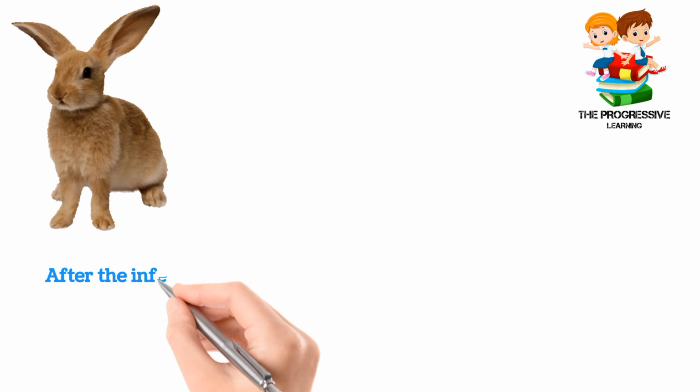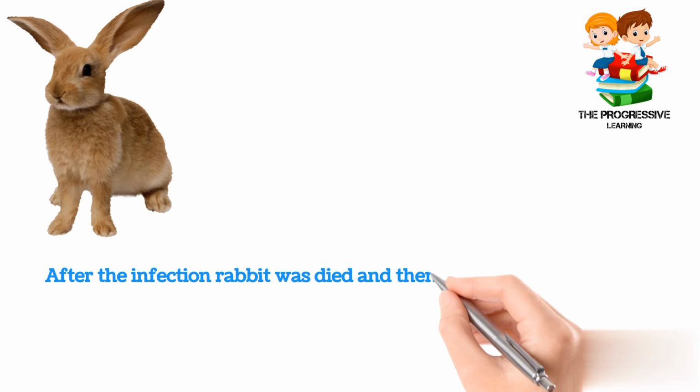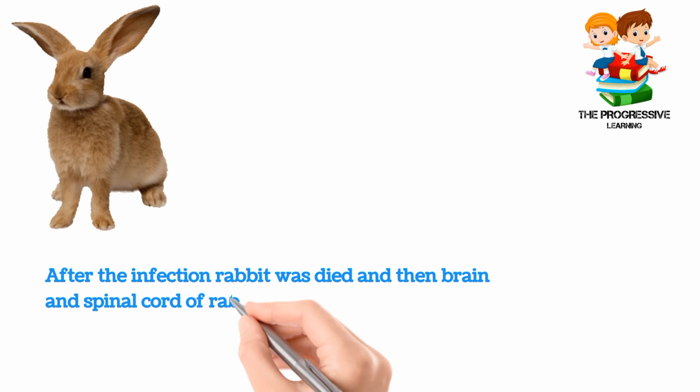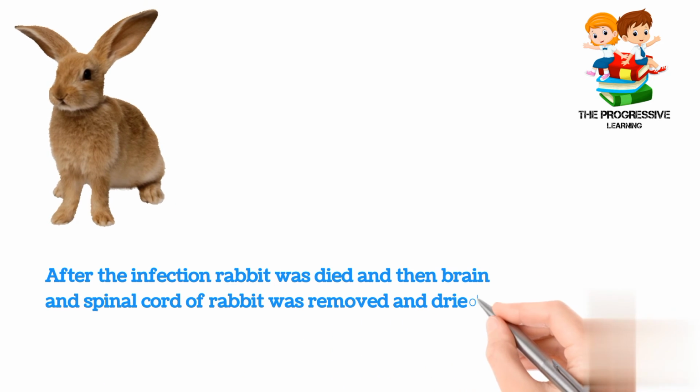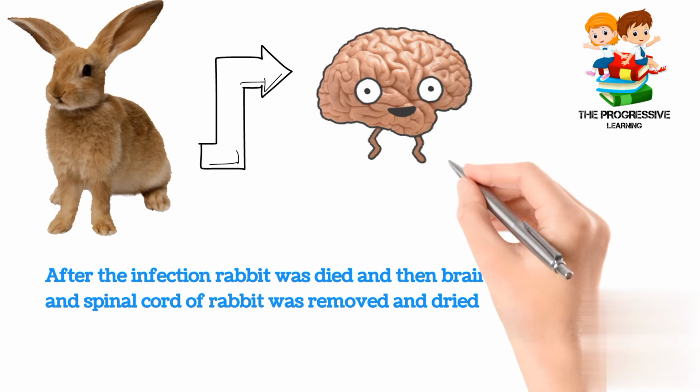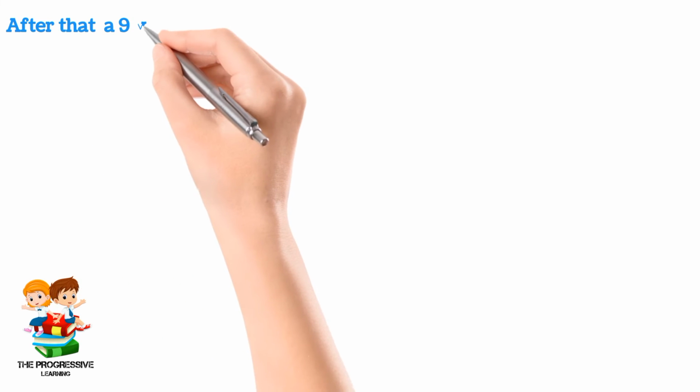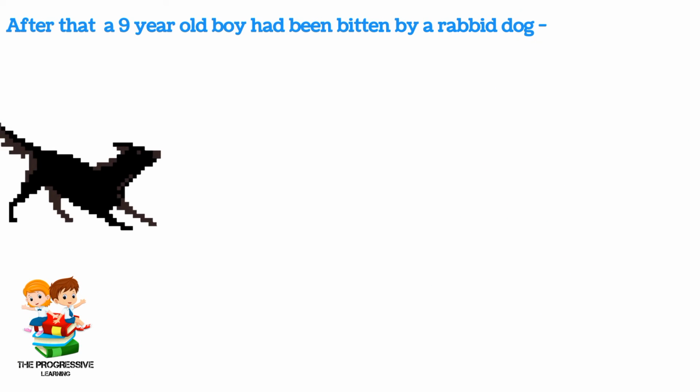He injected the pathogen into the rabbit. After the infection, the rabbit was tired. And when the brain and spinal cord of the rabbit were removed and dried, after that a 9-year-old boy, Joseph Meister, had been bitten by a rabid dog.